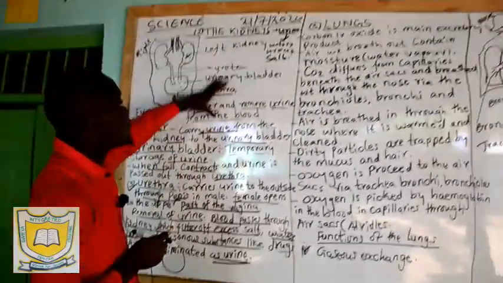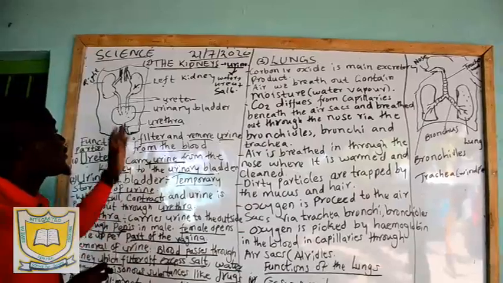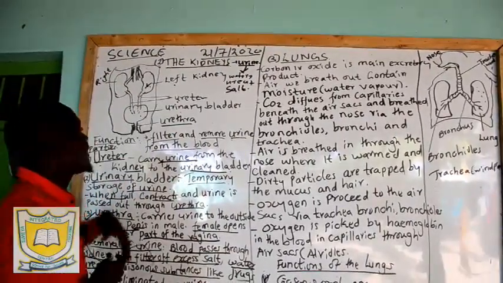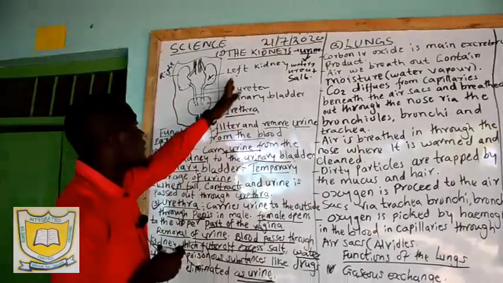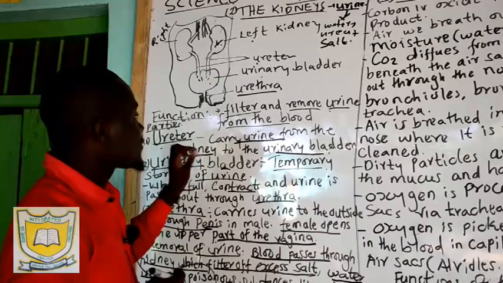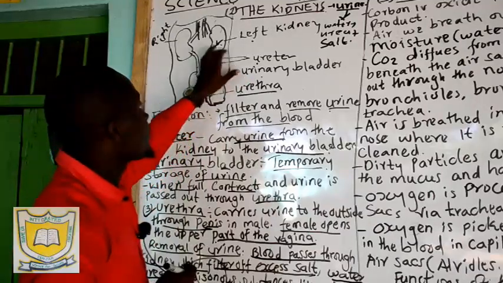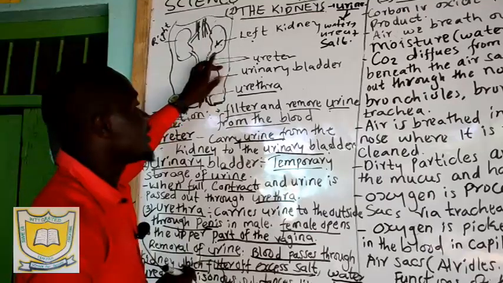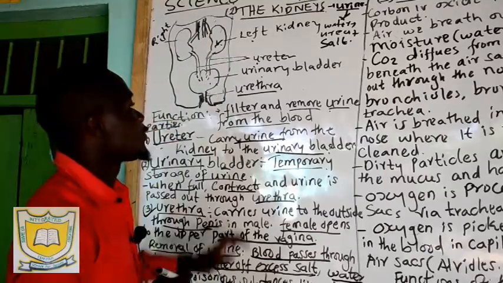Now that is all about the kidney. The questions that come on the kidney are as follows. Number one, you may be asked to name the parts of the kidney and give their functions. Number two, you may be asked to describe the flow of urine, how the urine flows from the kidney to the ureter, to the urinary bladder, then lastly is removed through the urethra.